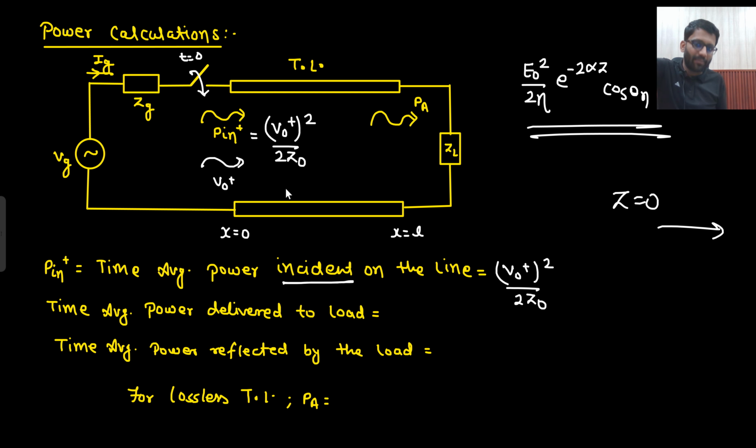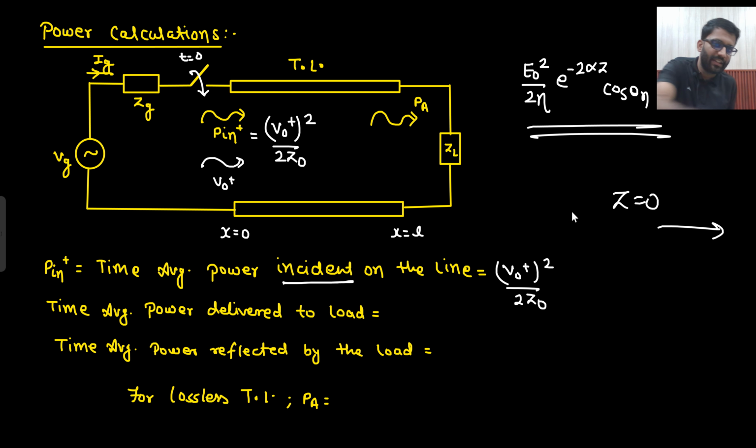So similarly, here the power generated was V naught plus square divided by 2 Z naught. But now if it travels along x, here we are not calling z equals to 0 and z equals to L. No, we are analyzing with respect to x now. So along x we are going.